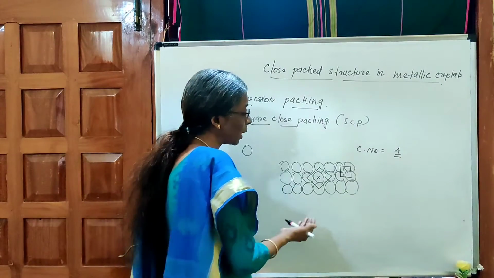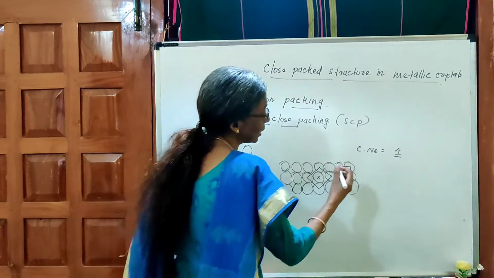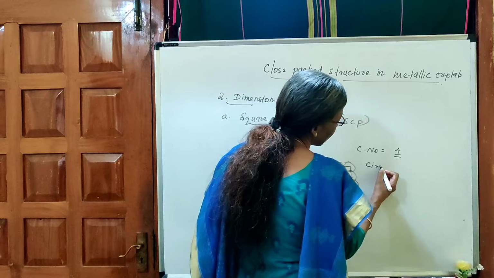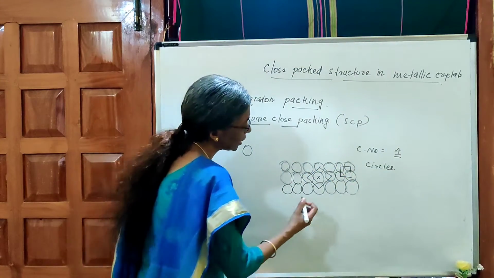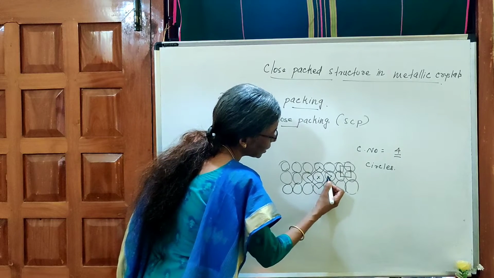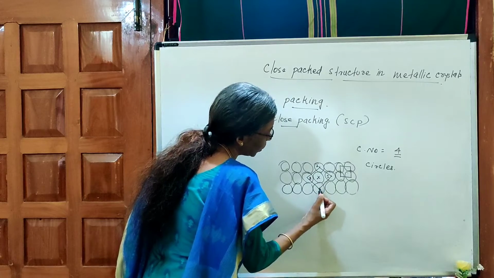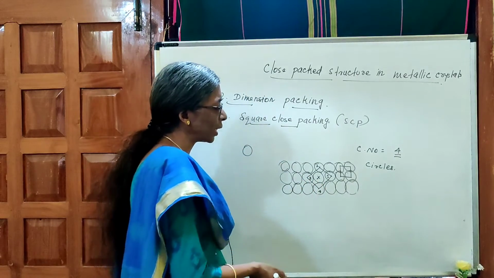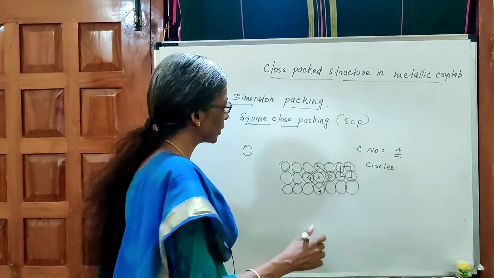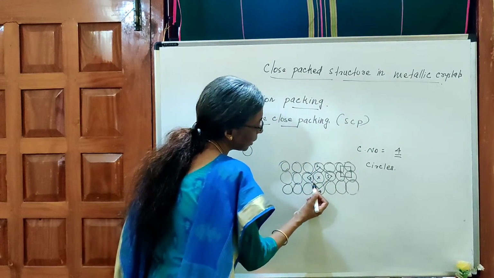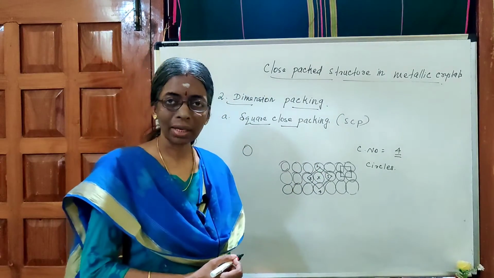But in two dimensions, we consider them as circles, not spheres. Here the coordination number for this sphere: this is 1, this is 2, this is 3, this is 4. You touch any sphere, you find the coordination number in square close packing is 4. If you join the nearest neighbors, you get a square, so it is square close packing.